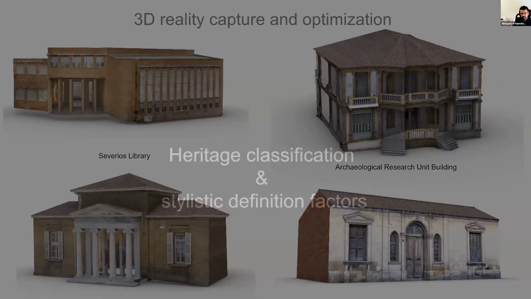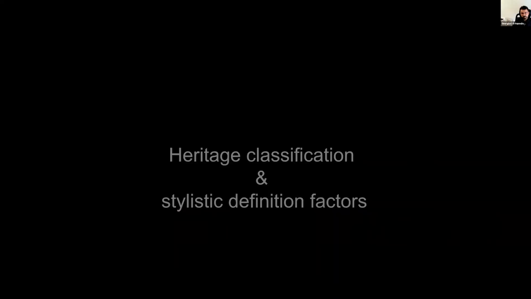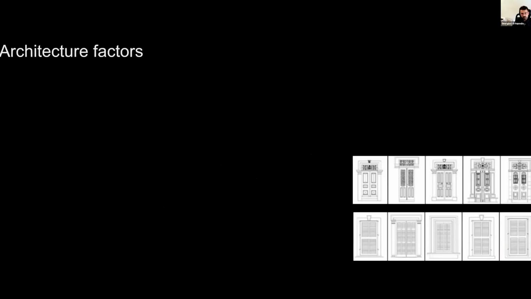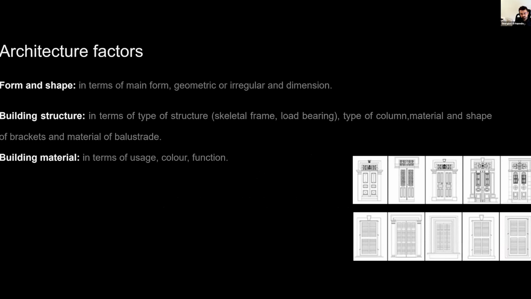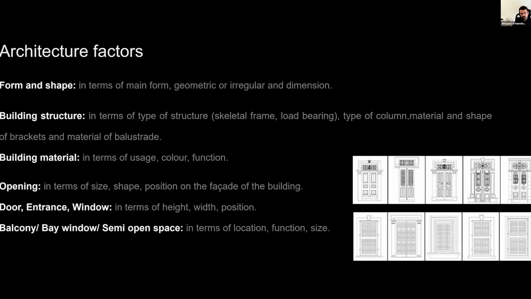The next step involved us deciding on the architectural factors that would help the neural network to classify a building on a specific style, and of course to segment the structural parts, the architectural components. These factors included form and shape, the structure of the building or its material, as well as the openings like doors, entrances, windows, balconies, etc., and of course ornamentation.